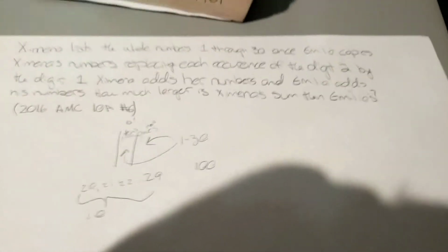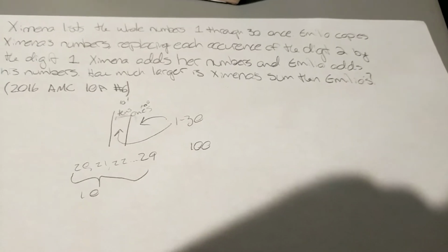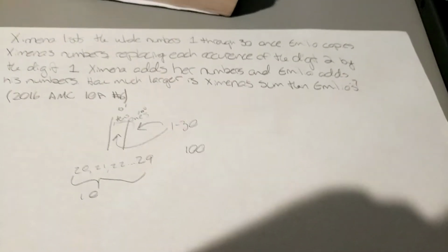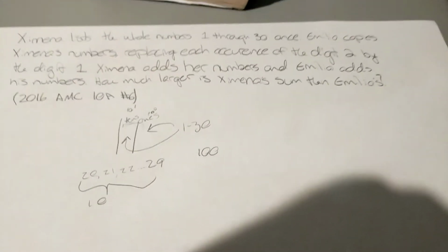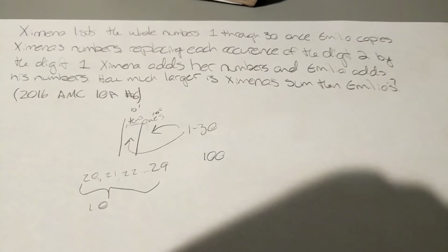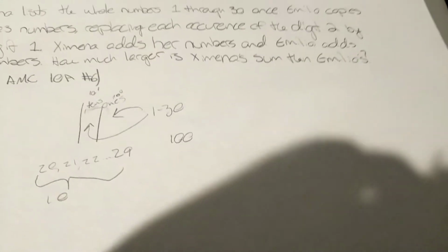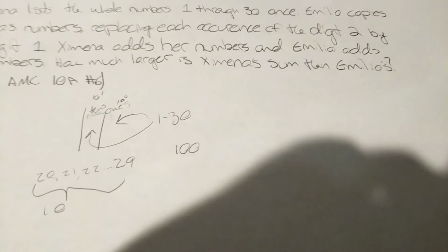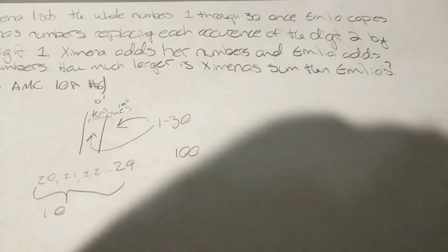An important thing to notice is that we aren't actually trying to find Jimena's number and Emilio's number. We just need to find the difference of that. I'm sure that you're all familiar with that. It's a popular trick in mathematics. You don't actually need to solve the whole thing. You just need to answer the question. So with regards to the tens digit, their numbers are 100 apart.